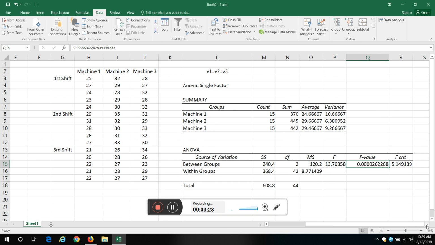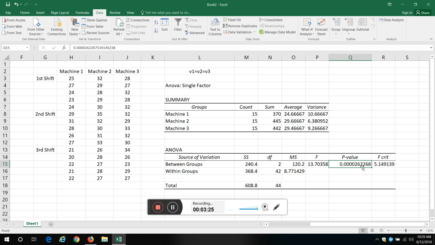Let me go over here a little bit. P-value is very, very low. So what this is telling us is, the difference between the different machines is almost certainly not caused by random chance. Therefore, if our P is low, HO must go. We reject the null hypothesis and take on the alternative hypothesis. There is a difference. So now we can start looking for this.